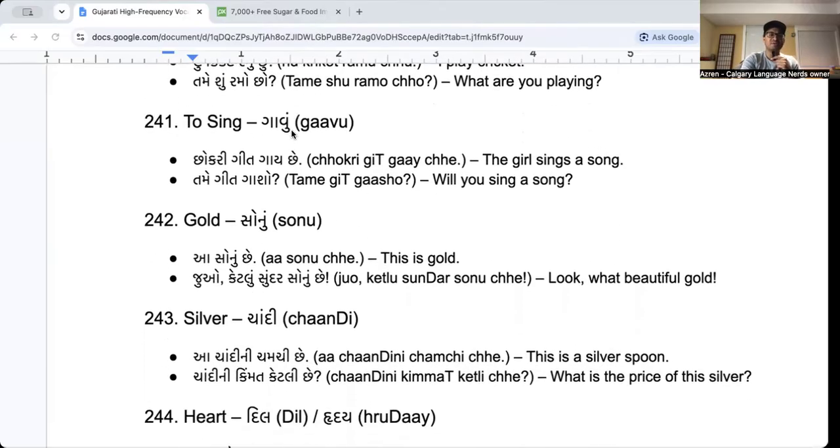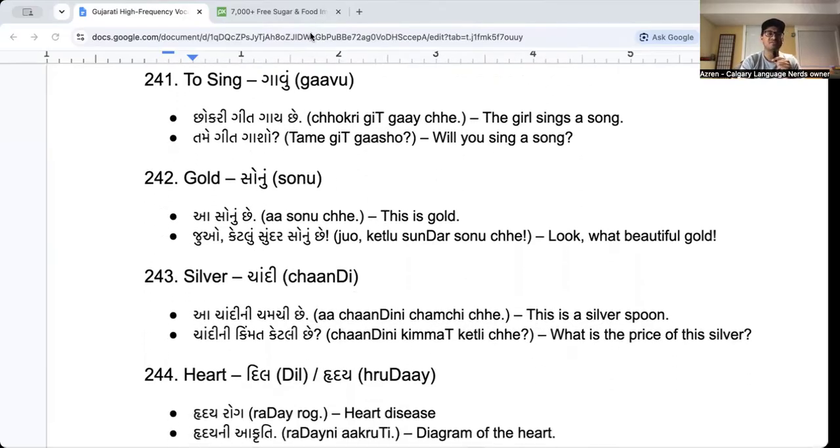Okay, changing categories. We're going to go to some metals. We have Sonu and Chandi. Sonu is gold, Chandi is silver. I like the second sentence here. Juo ketlu sundar sonu che. Wow, look how beautiful this gold is.